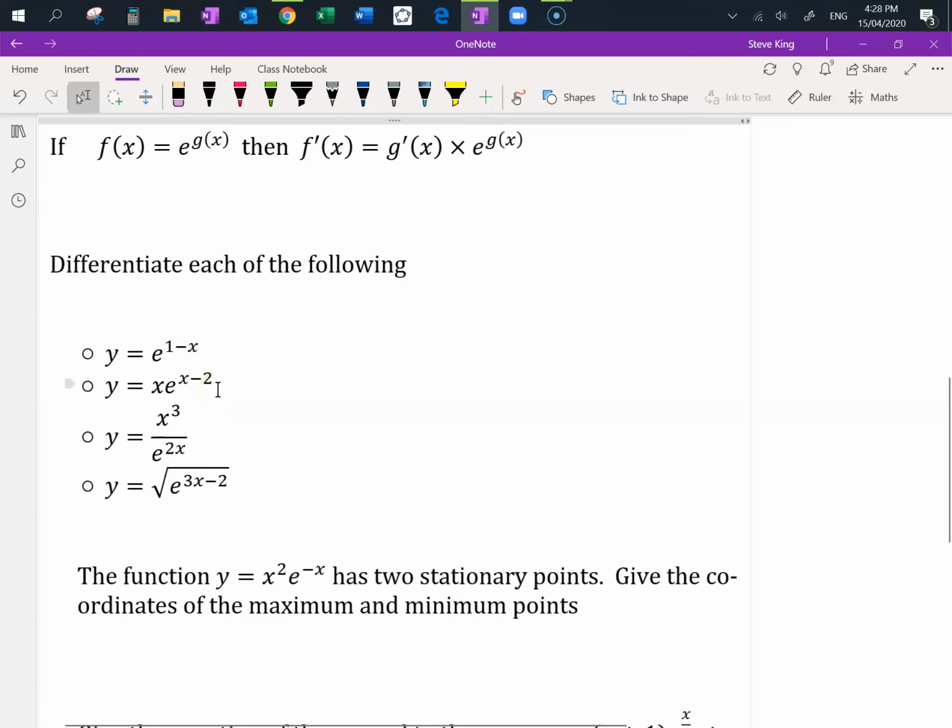In the next video, I'm going to go through some examples on this. Otherwise, this video is going to be too long. I'll come back to the next video and see how we go with the examples.